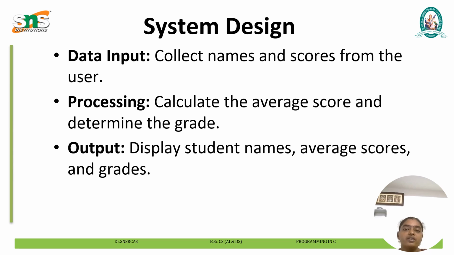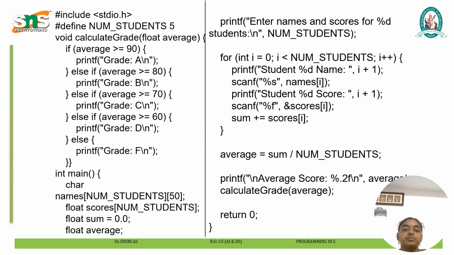For example, if 5 subject marks are entered by the student, the total of the 5 subject marks is divided by the number of subjects. And output: it displays the student name, average score, and grade. Finally, it displays the student names with the average percentage and the grade as a single letter.